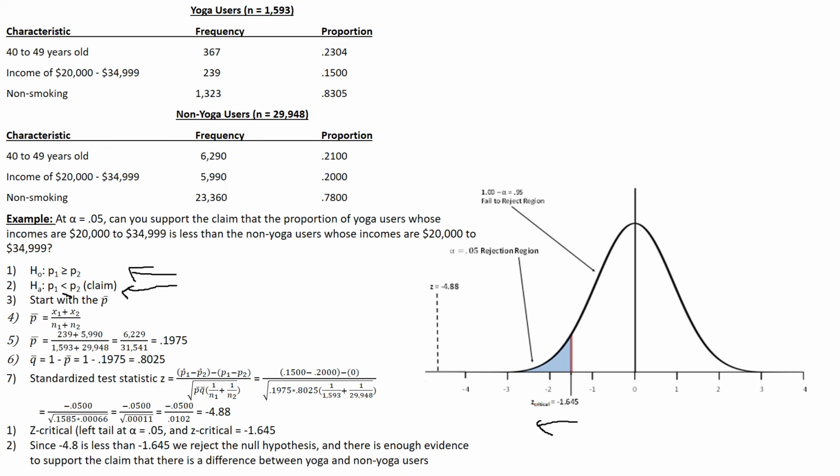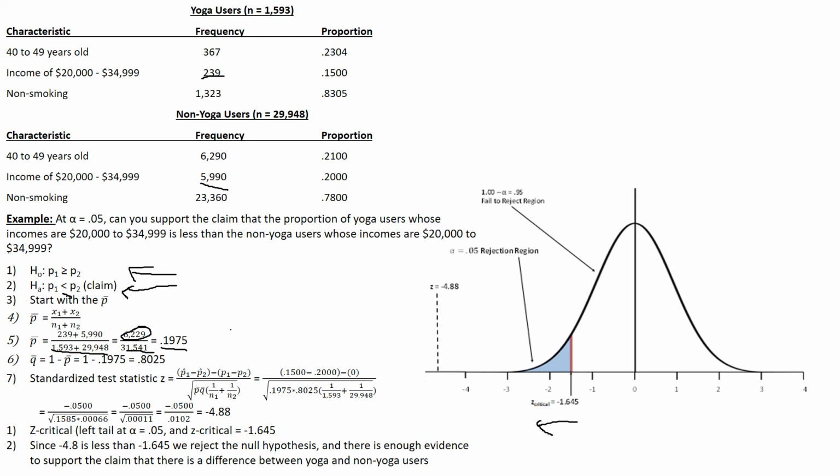Let's find our populations. Again, they don't give us our P bar or Q bar, but it's easy to figure out. The number of successes is 239 plus 5,990, which equals 6,229. The total population is 1,593 plus 29,948, which is, as before, 31,541. 6,229 divided by 31,541 is 0.1975, which is our P bar, which means our Q bar is 1 minus 0.1975, which is 0.8025.